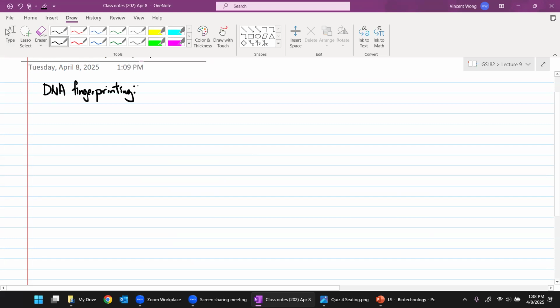Where do people use DNA fingerprinting? Have you guys heard of DNA fingerprinting? Forensics, yeah. So if you want to determine if the suspect is at the crime scene, right? That's DNA fingerprinting. What else can we use DNA fingerprinting for?